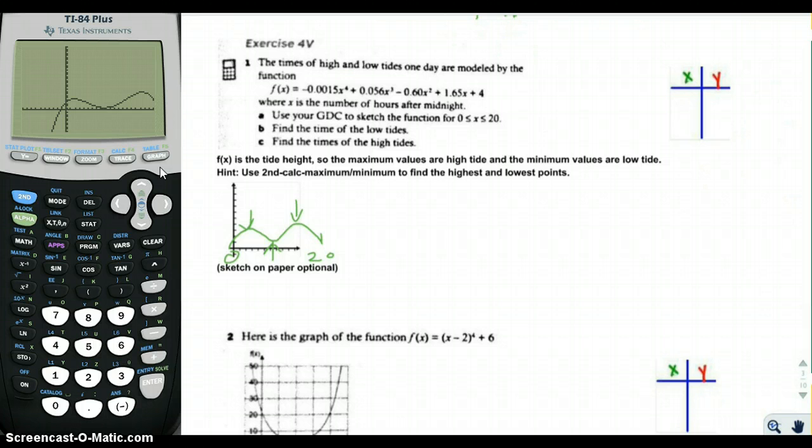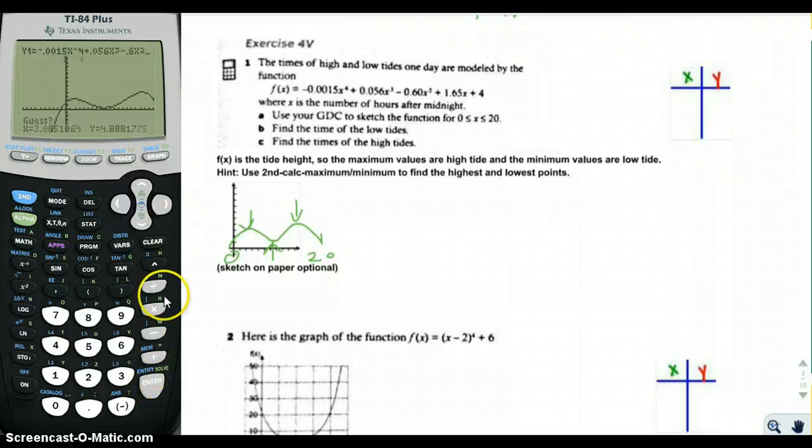So how do we use the calculator to find that? We use second calc, and to find the high tides we use maximum. And since there's two, we have to specify to the calculator which one we want. So we actually give it the left bound. We go a little bit to the left of this bump. We hit enter. We go a little bit to the right of this bump.